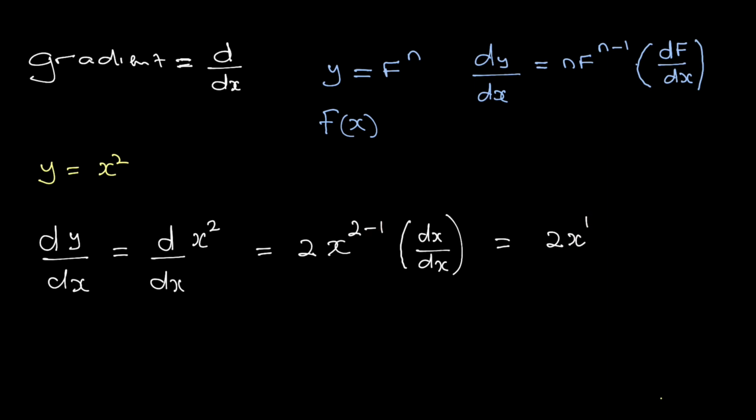2 minus 1 is 1 times 1, which is 2x. So that's what we call gradient. So gradient is to find the slope of a function. Now we're going to talk about a function with more than one variable.